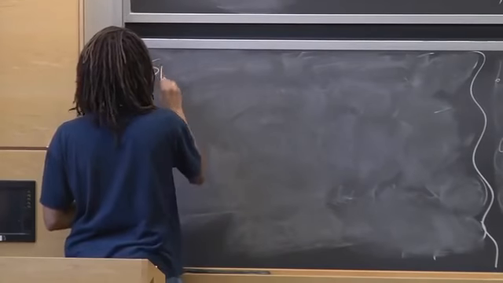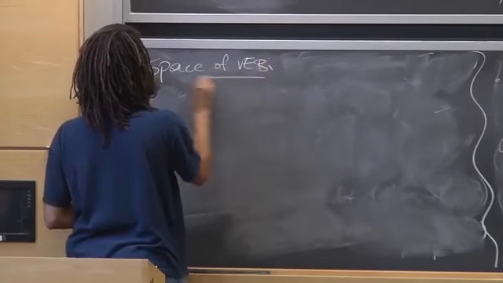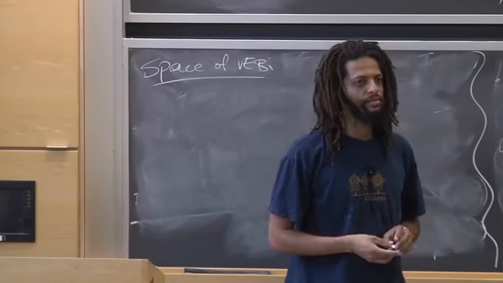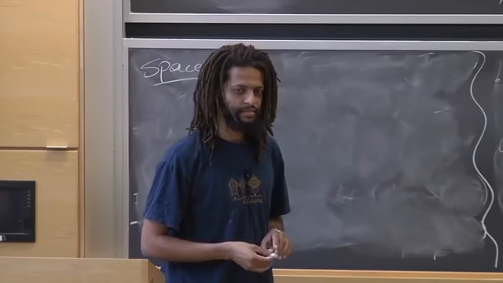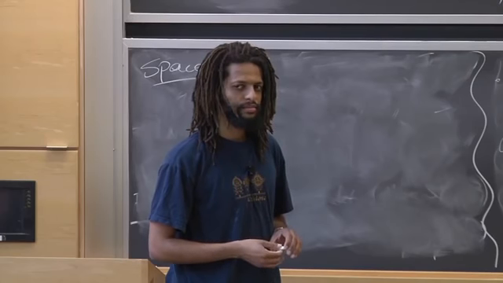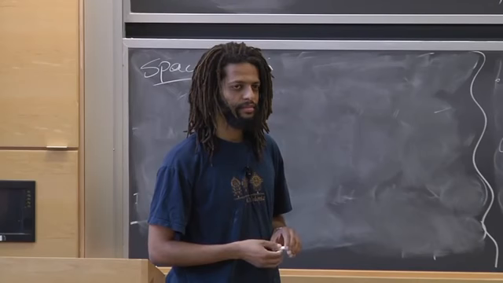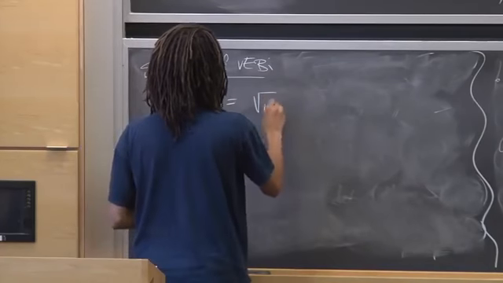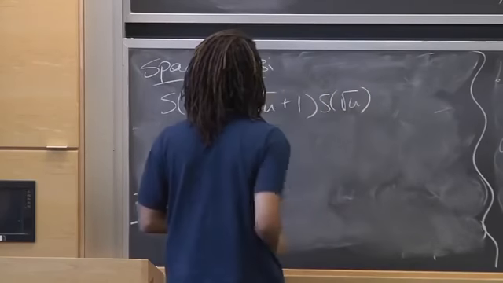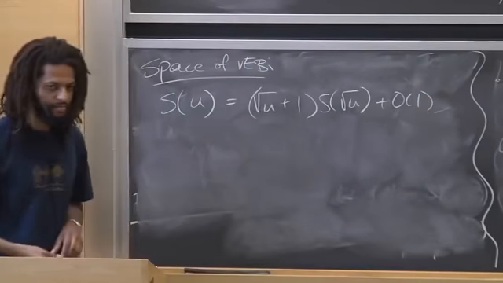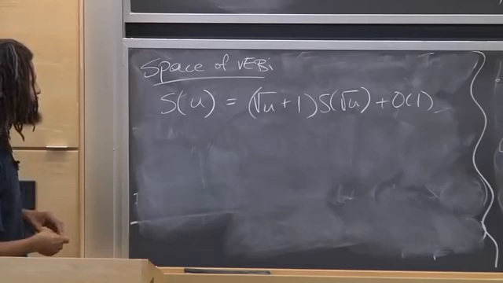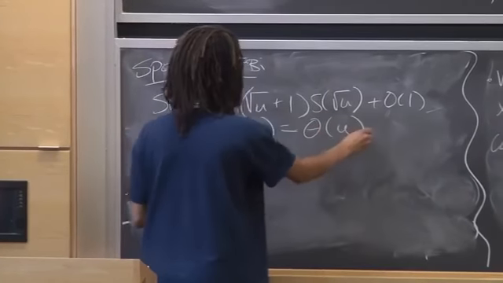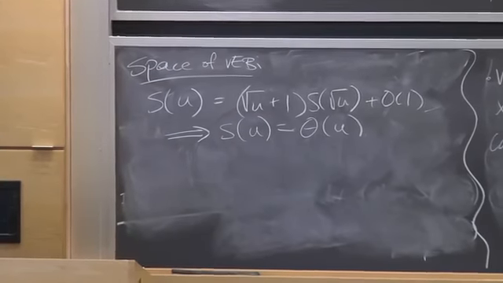Okay, so how about the space? What's the space of the van Emde Boas data structure? What's the recurrence, anyway? S(u) is equal to square root of u plus 1 for the summary, plus S(square root of u) plus a constant to store, say, the min. I'm not going to solve it here. This implies that S(u) is theta of u. So this is u space, which is not great.